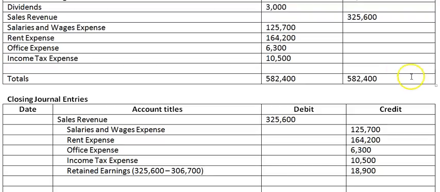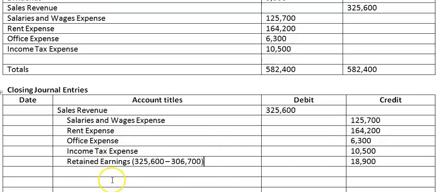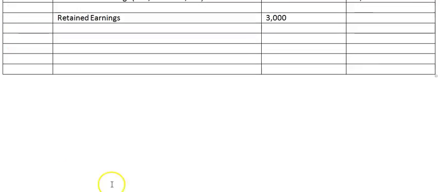Now we're going to close out the dividends account. The dividends account has a debit balance of $3,000. If we want to make that account zero, we need to do the opposite or credit it for $3,000. So I'm going to credit that and debit retained earnings for $3,000. Oh dear, sorry.